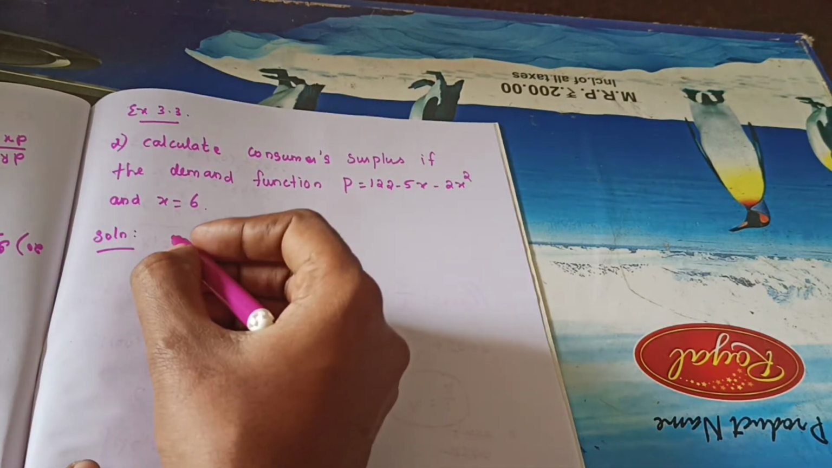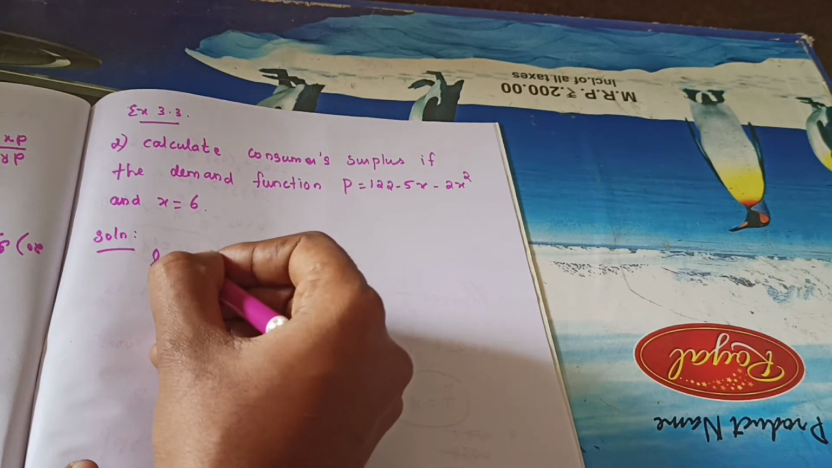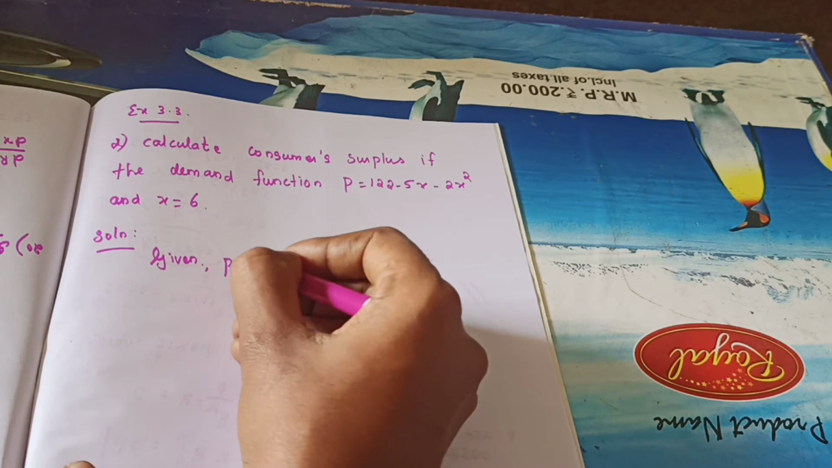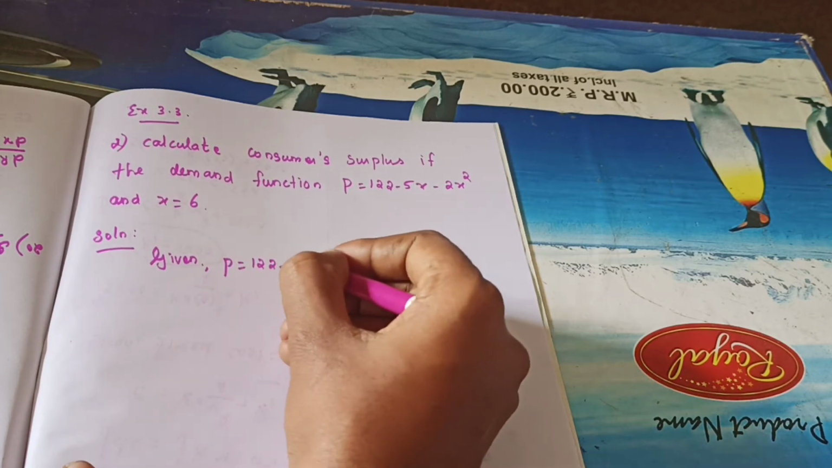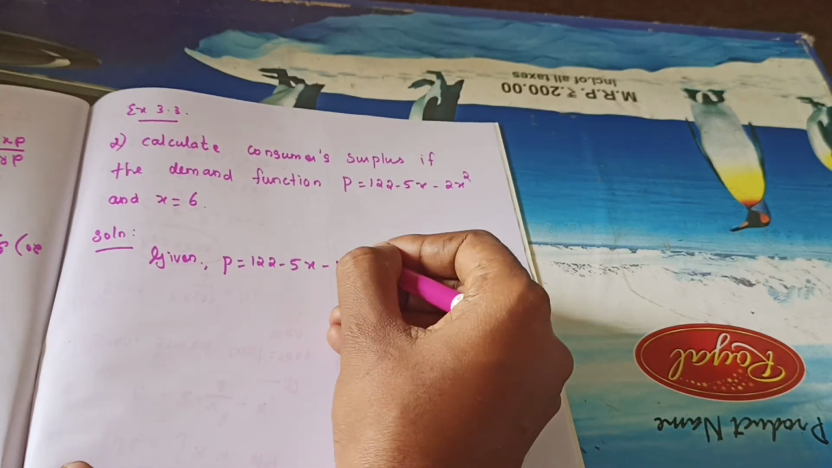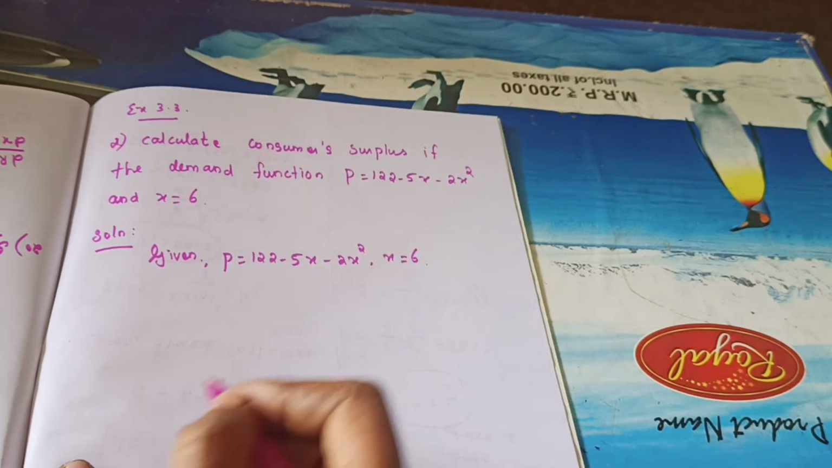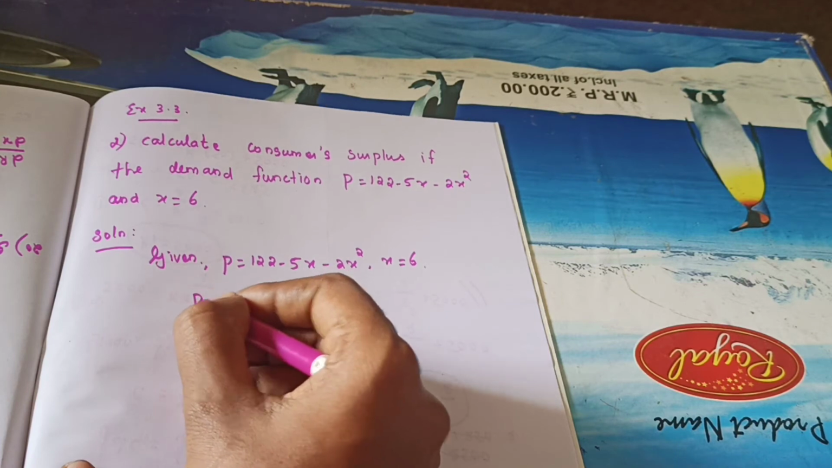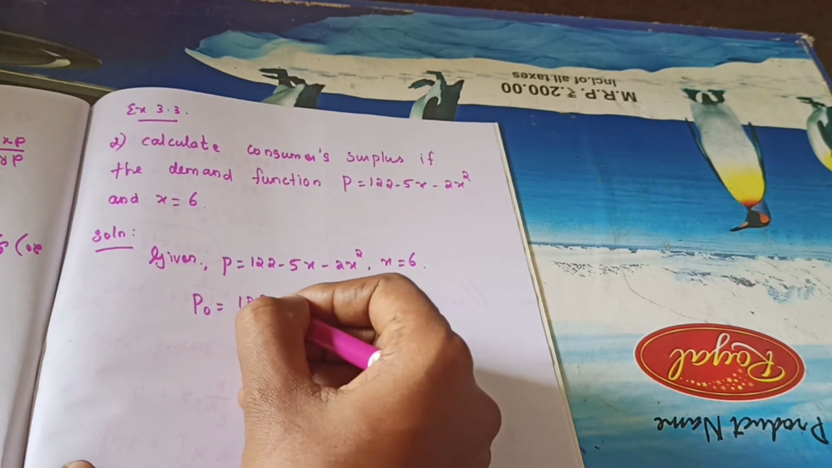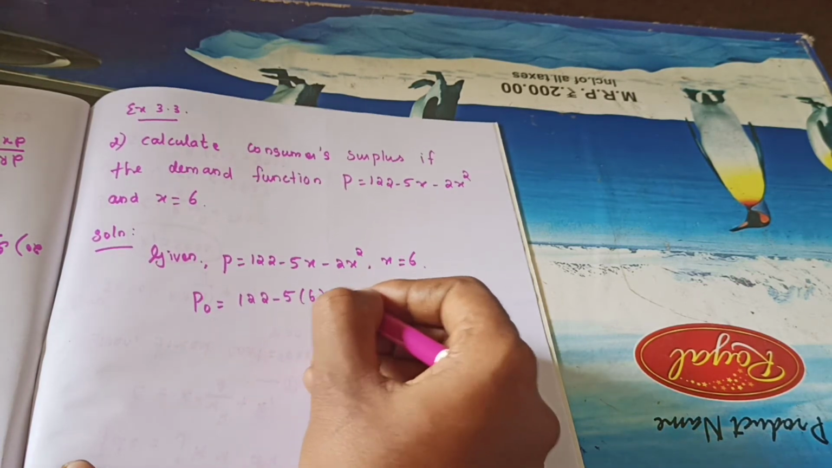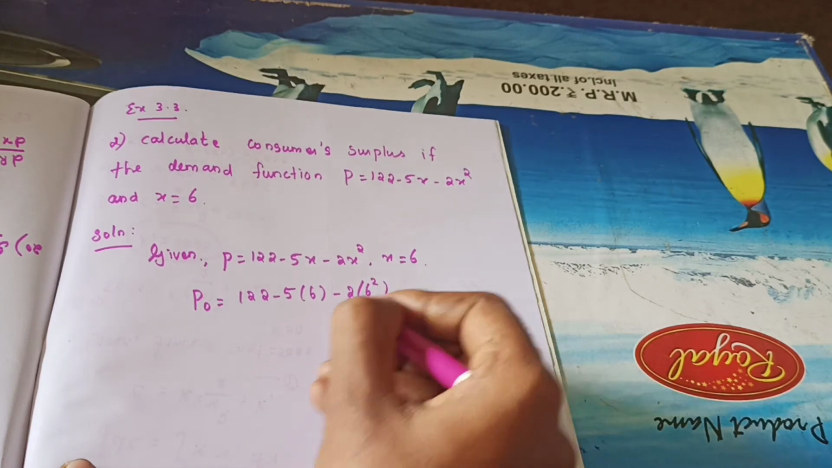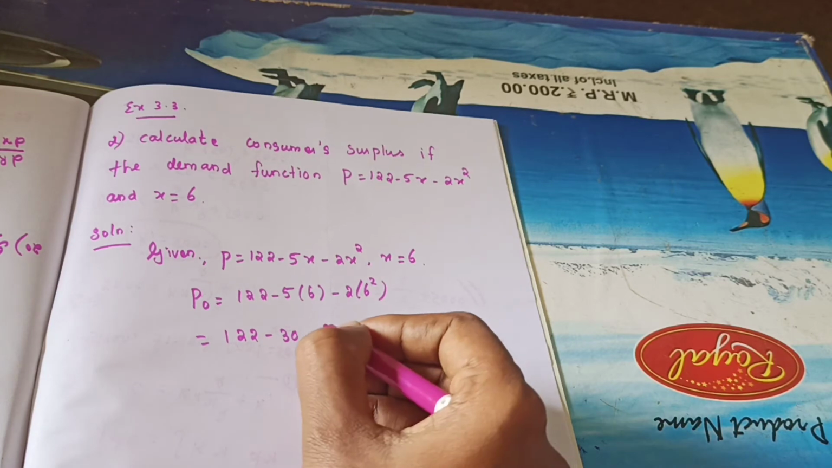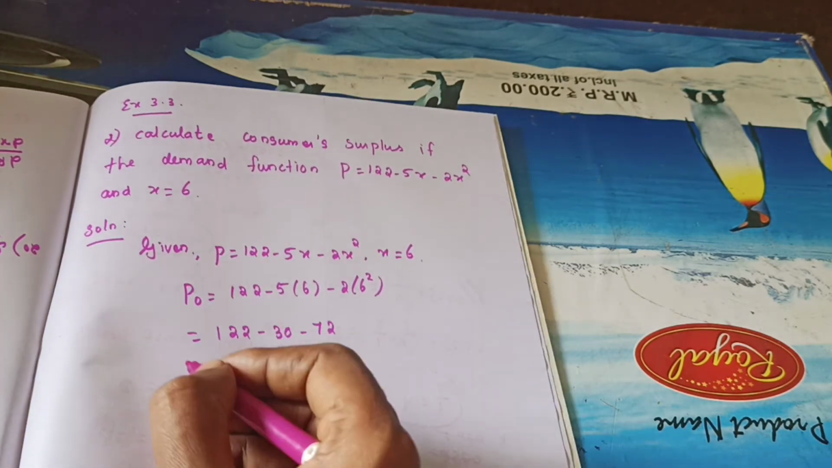Okay, so same as that only, but one question. So same as this one, the first problem you need to do. So P is equal to 122 minus 5x minus 2x square, x equal to 6. Both are given. Okay. So P naught we need to find. So how will you find P naught? 122 minus 5 into 6 minus 2 into 6 square. In the place you need to put. So 122 minus 30 minus 2 into 36. That is 72. Simplify.